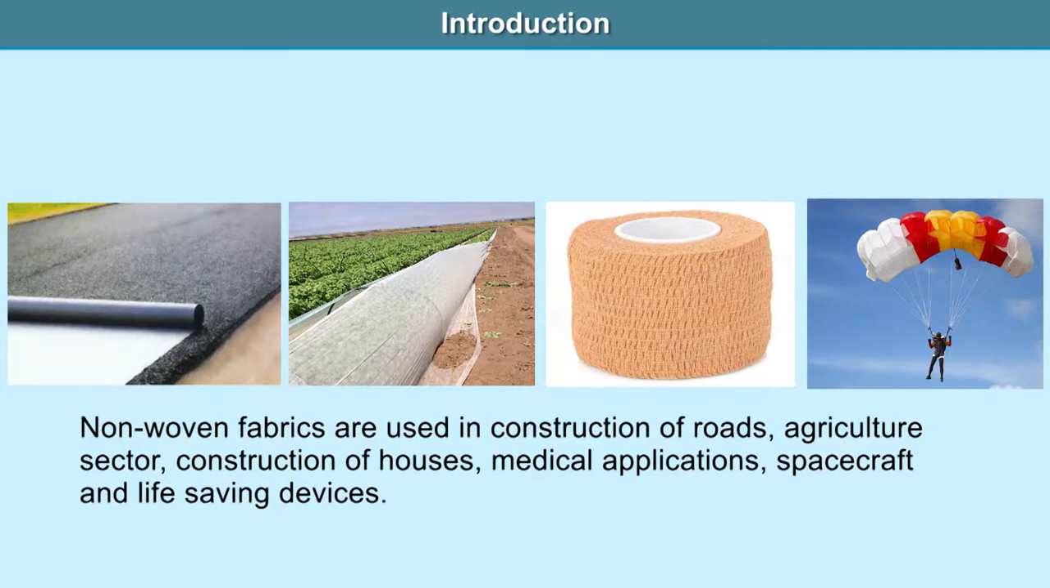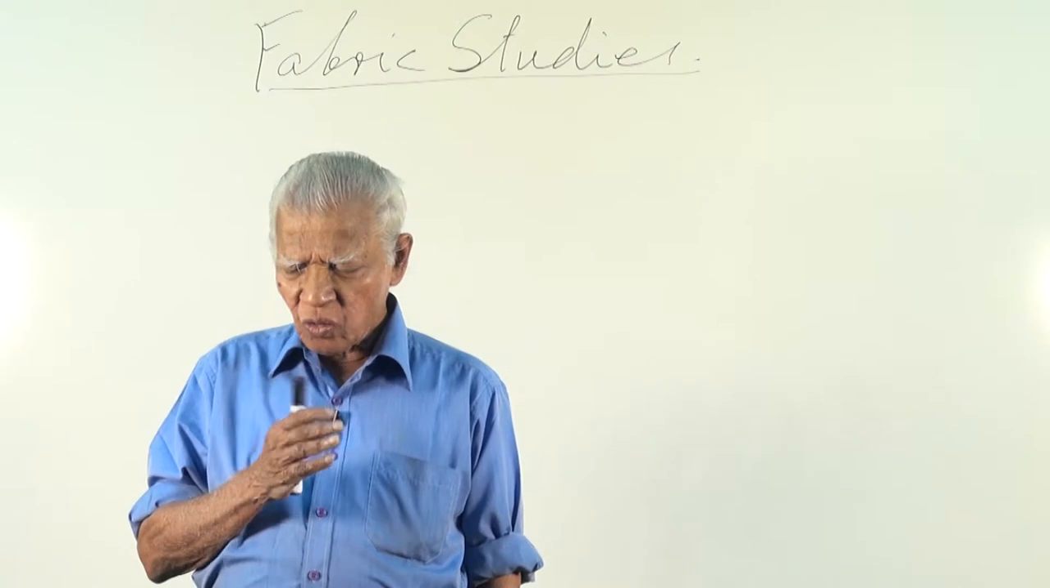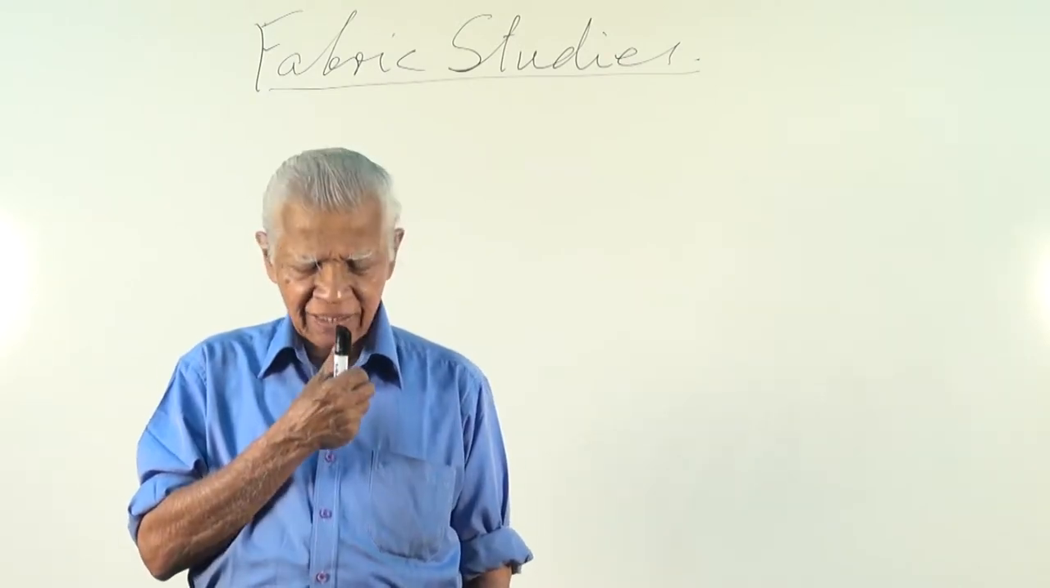And many applications of textiles are also seen in spacecraft, in high altitude applications, and life-saving devices. Parachutes are used as one of the life-saving devices, because one has to travel from the top to the bottom in the event of some accidents or some disaster. And the parachute is made of so many types of materials which we are going to discuss, namely nylon or Kevlar and so on and so forth. And so one can see many applications of these textiles.